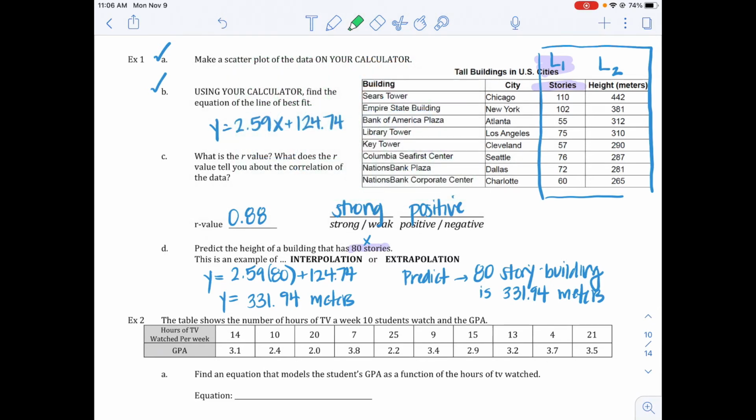Now, when we make this prediction, we can then classify it either as interpolation or extrapolation, and that's looking at our given data set. So over here in the given data set, I see that my minimum is 55 and my maximum X value is 110. And so does 80 fall within 55 and 110? The answer is yes. So this is an example of interpolation because I'm predicting a value that falls within the given data set.